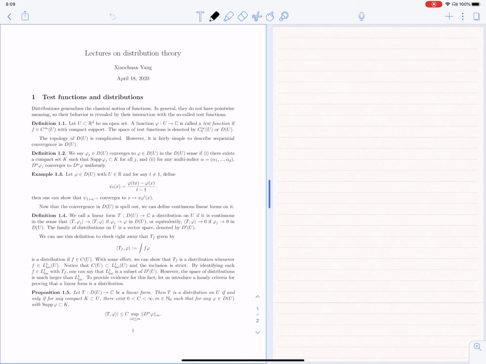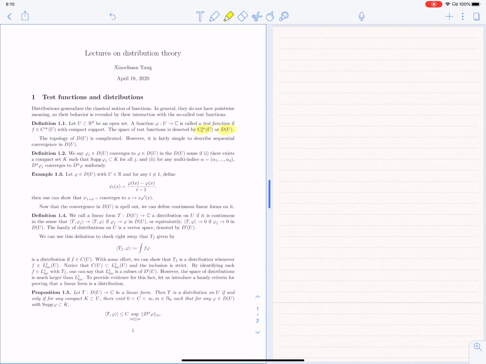So let's look at this test function. We obviously use U to denote an open subset of R^d, and the function is called a test function if this function is C infinity with compact support in U. The space of test functions is denoted by D(U) or C infinity 0 of U. The topology of this space D(U) is quite complicated.